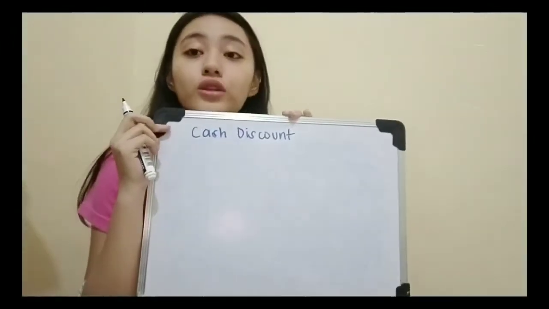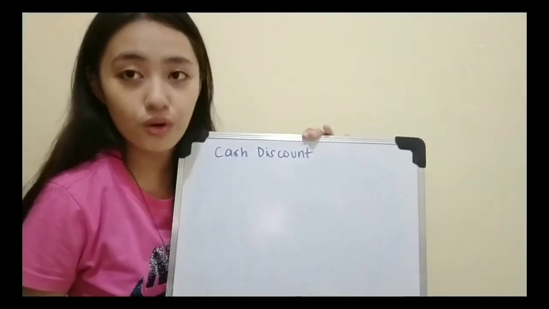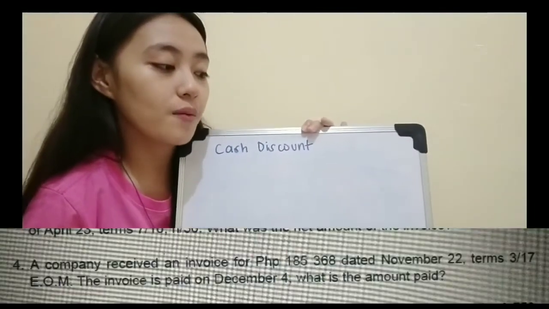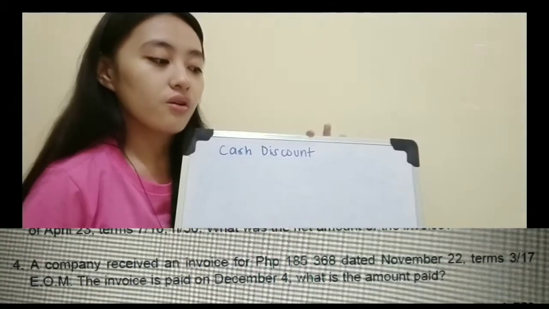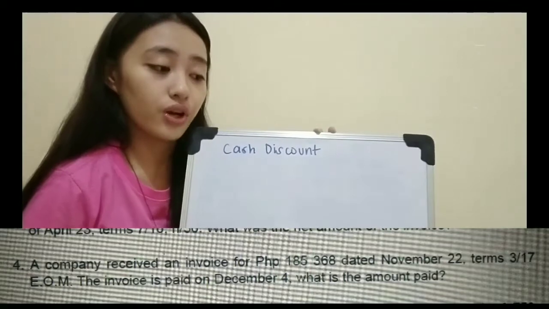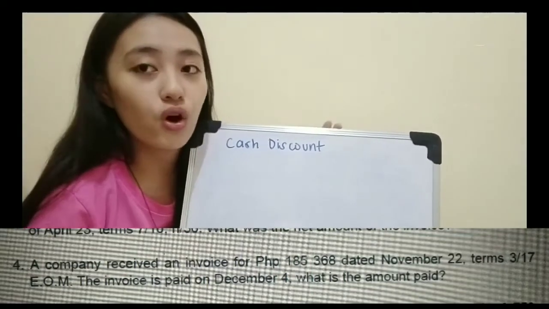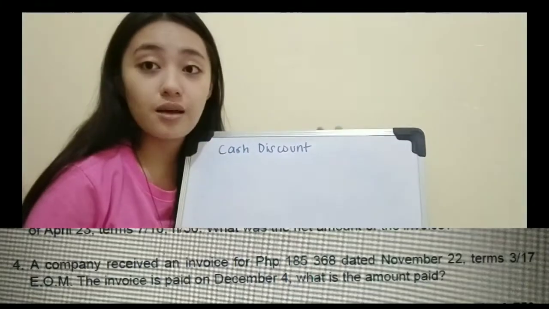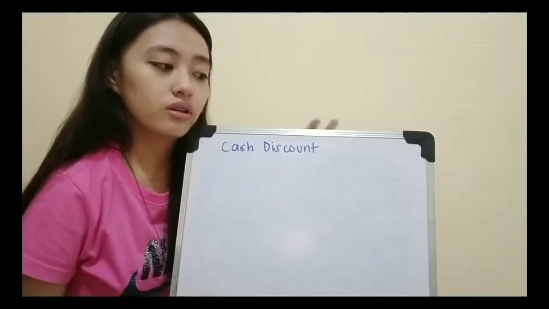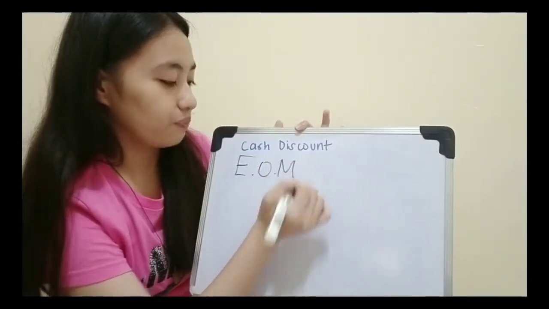For the third topic, we'll be talking about cash discount. The number that I've chosen is number 4. Sabi, a company received an invoice for 185,368, dated November 22. Terms, 3/17 EOM, and the invoice is paid on December 4. What is the amount paid? So, this will fall under end of month dating.